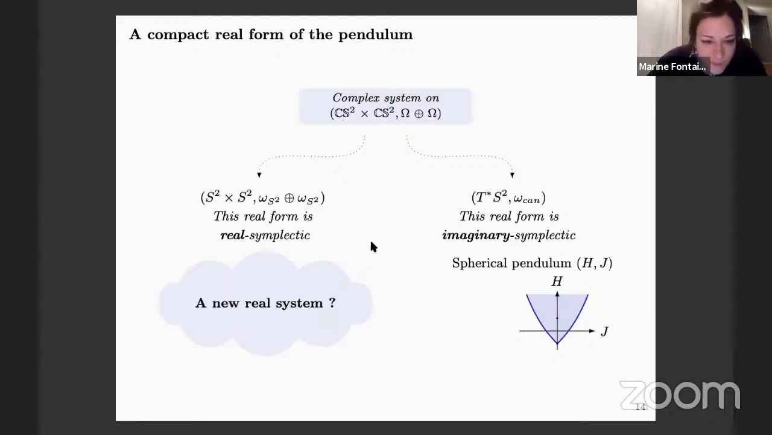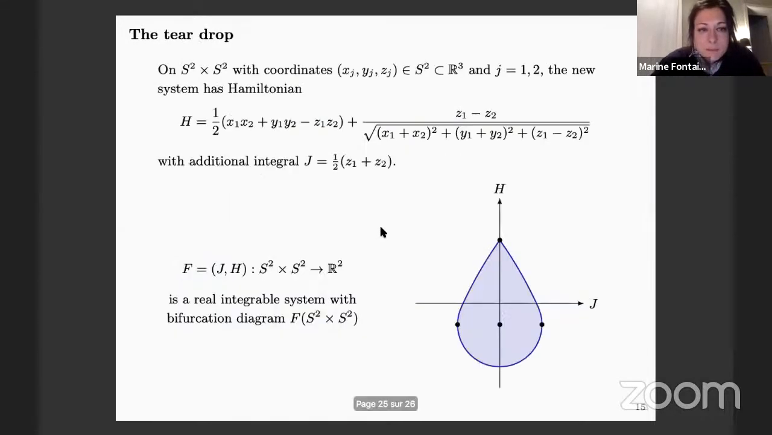And so what is this system? I'll give you the Hamiltonian. This part comes from the kinetic energy of the spherical pendulum, and this is what the potential becomes. And the additional integral, which on T*S2 was given by the SO2 rotation, also becomes an SO2 rotation on the product of two spheres.